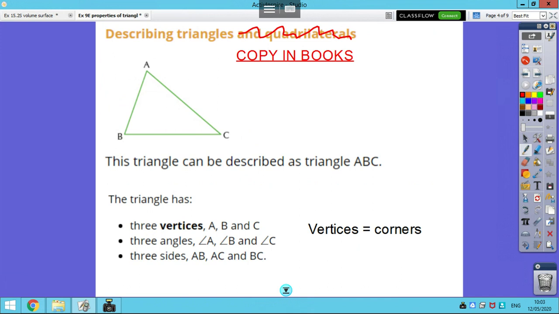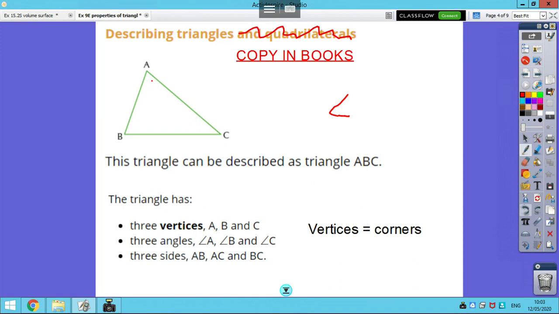If I wanted to talk about the angles, I would put a little angle symbol in front of them. So if I was talking about angle A, that would be angle A. If I was talking about angle C, that would be angle C. And if I talked about angle B, that would be angle B. You need to put the little symbol in front, otherwise it looks like you're talking about the corners or the vertices. And then it has 3 sides.